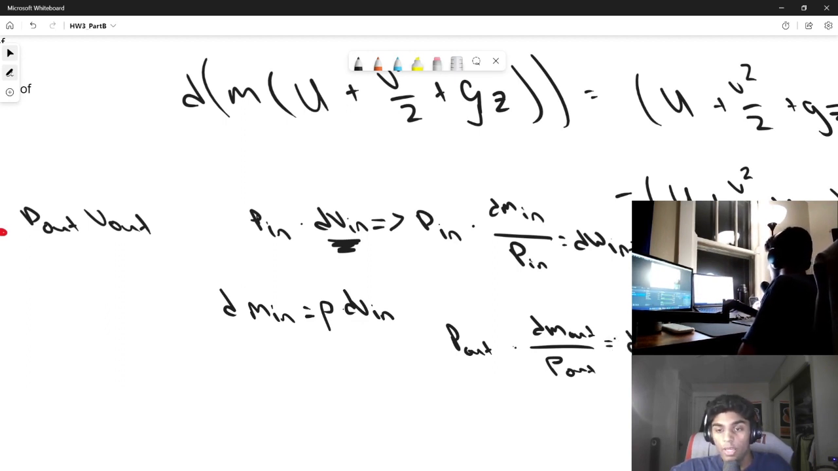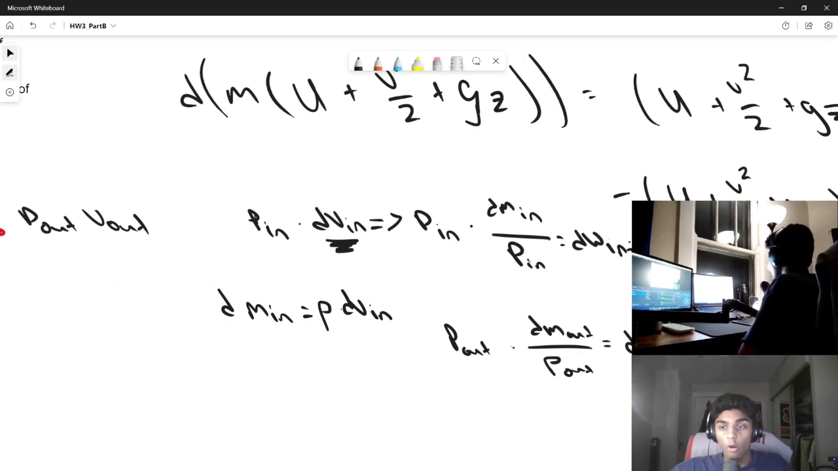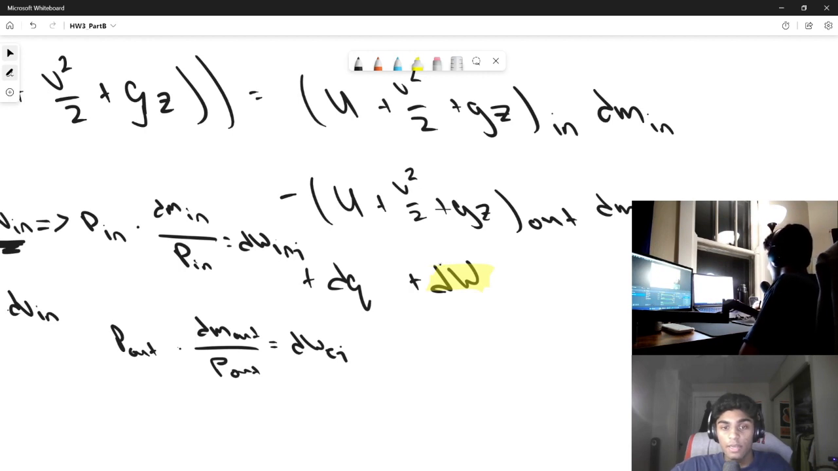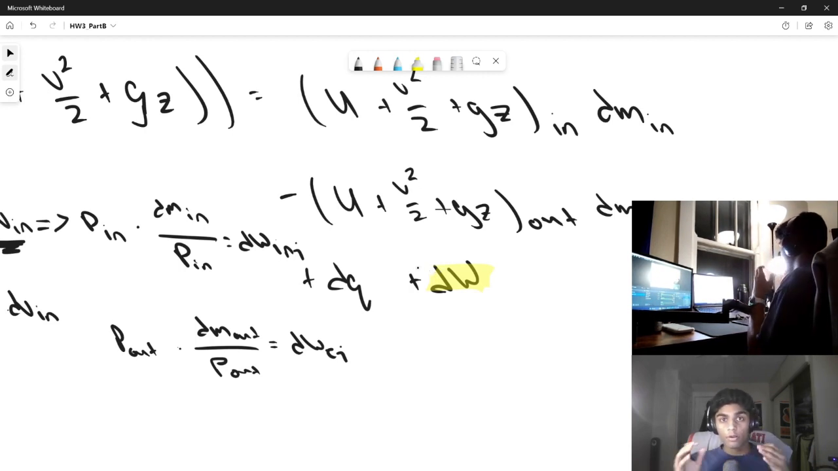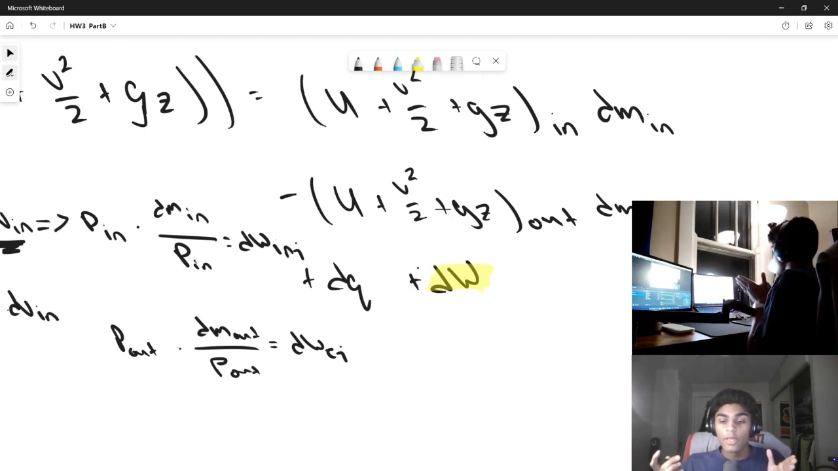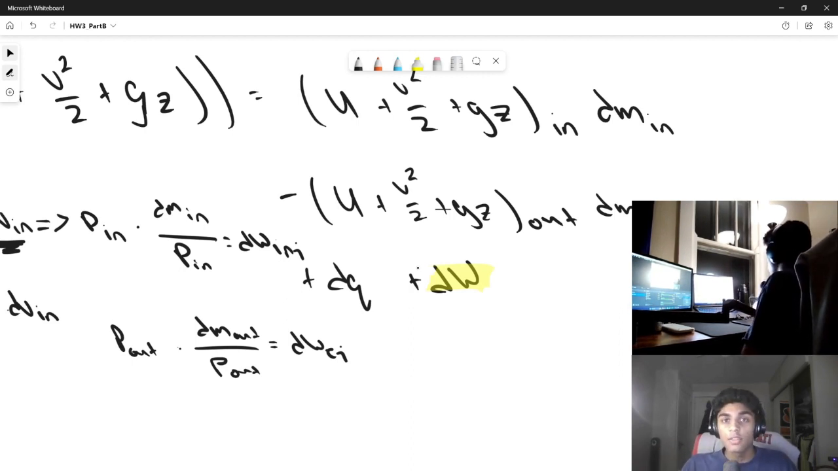And this work is going to be negative because when we look at work in this case scenario, we're looking at the system that we are creating from the outside in. We're looking at the fact that we are doing work to the system. So, from that standpoint, to get the work done to the system, we need to subtract the work done by the system.